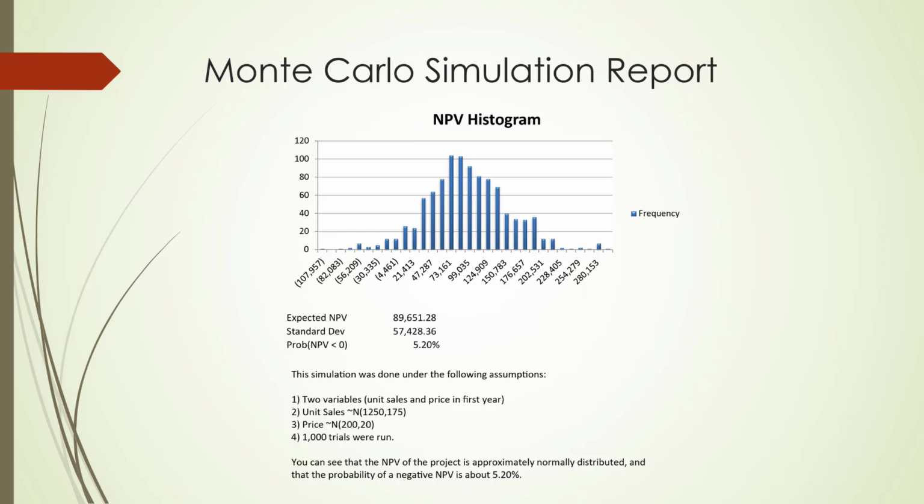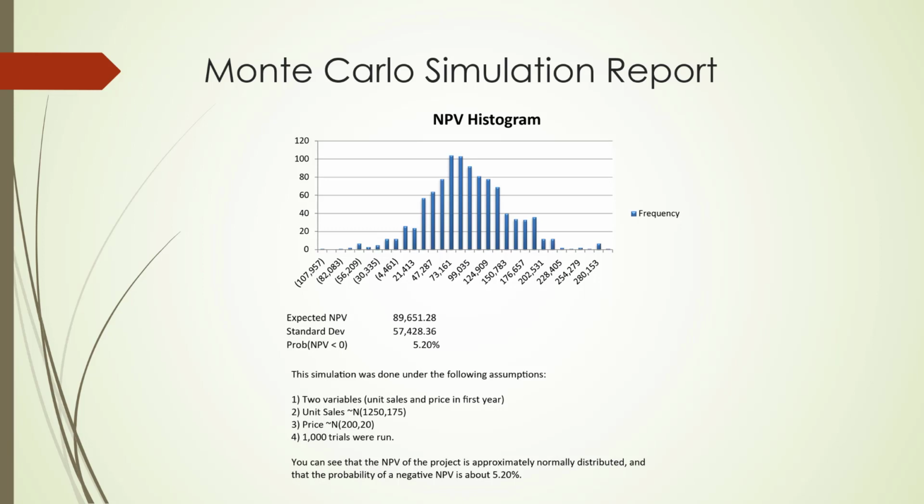In the end, what I found was that the expected net present value was a little less than 90,000. The standard deviation was about 57,000, and the probability of a negative NPV was 5.2%. Now remember, from my scenarios, I got about a 19% probability of a negative NPV. So by including all of these additional scenarios, I've reduced the uncertainty by quite a lot.